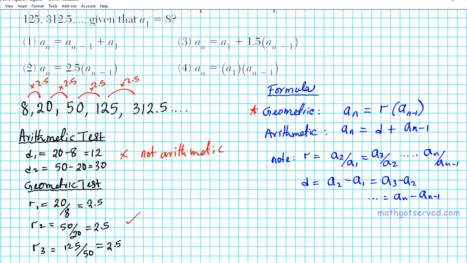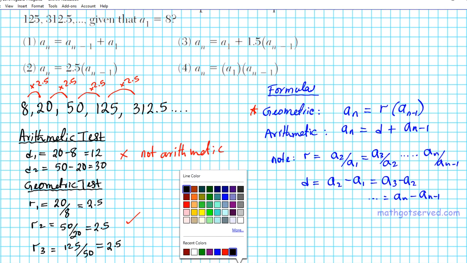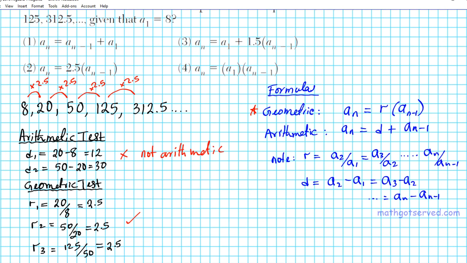Okay? Alright, so we're going to be using this formula right here to solve the problem. All we need is the common ratio. an and a sub n minus 1 are variables, so we'll leave those alone. Oh, wait a minute. We know what a1 is, right? No, we don't need a1.